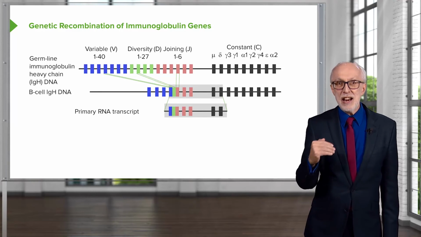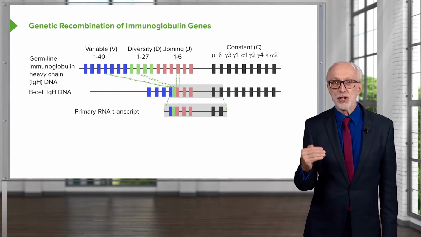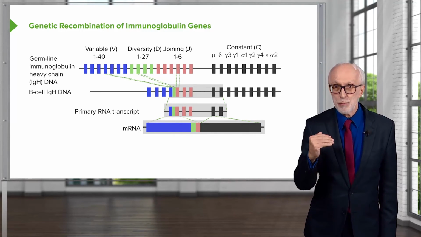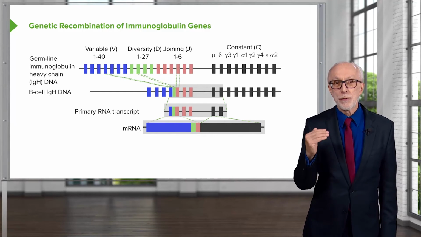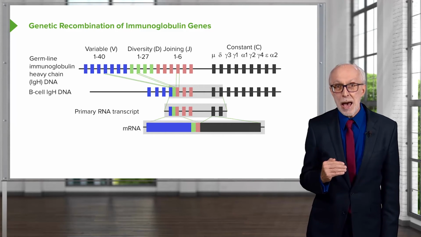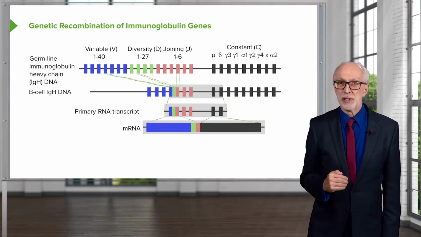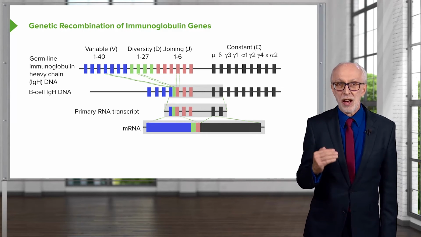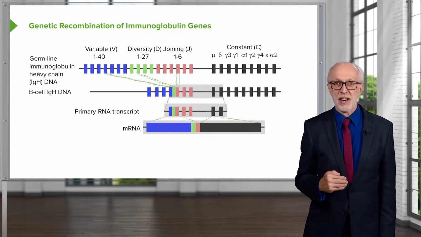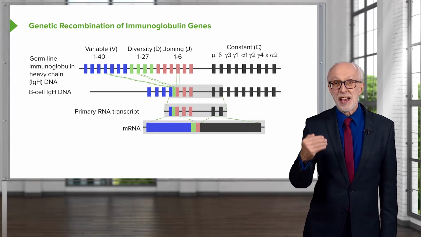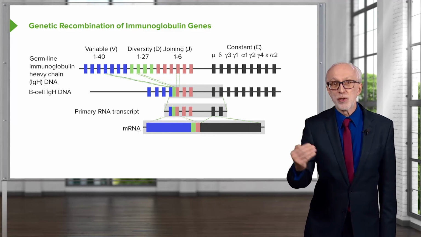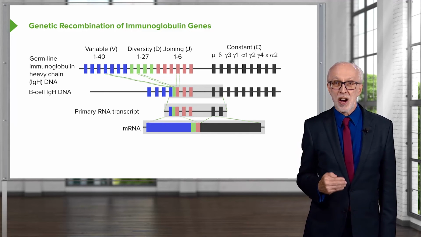That DNA is then transcribed into the primary RNA transcript, and that is processed into messenger RNA. And that primary transcript includes the first 2 constant region genes, C-mu, that will encode an IgM antibody, and C-delta, that will encode an IgD antibody. And by alternative splicing of the primary RNA transcript, you produce messenger RNA that either will encode an IgM antibody using C-mu, as in this particular example here, or alternatively using C-delta to encode an IgD antibody.